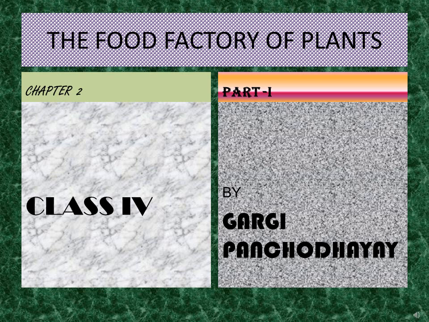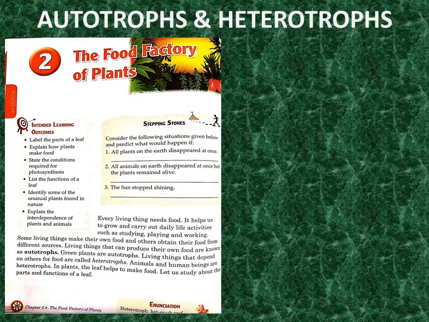The food factory of plants. So in today's class, we will read only half of the chapter: the parts of a leaf, and then again we will explain how plants make food, and then we will discuss the conditions that are required for photosynthesis, the procedure of making food. Up to this we will study today.